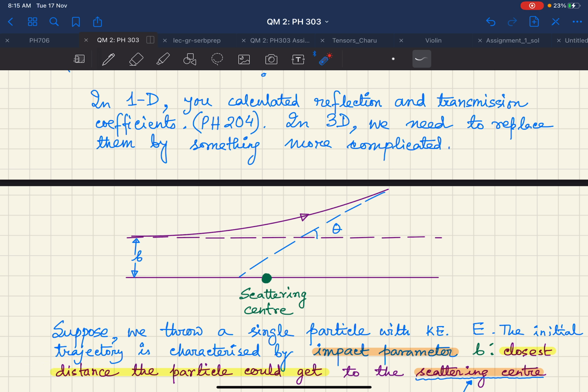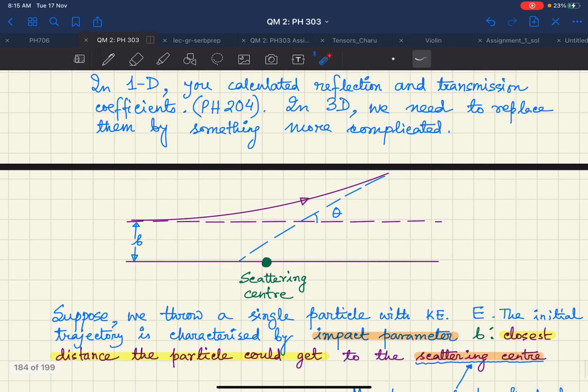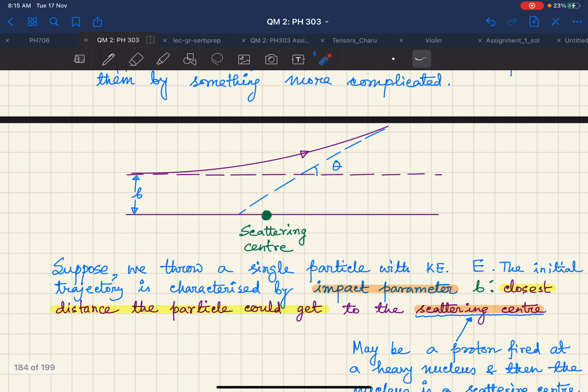But before that, as I was telling you, what is that we actually are looking for classically. So classically what we do is this, that we can think of a fixed center of force. You can think of, say, a charged particle of infinite mass or very heavy mass, and the particles that are being thrown towards this heavy charged particle, you can think of these as electrons or protons also.